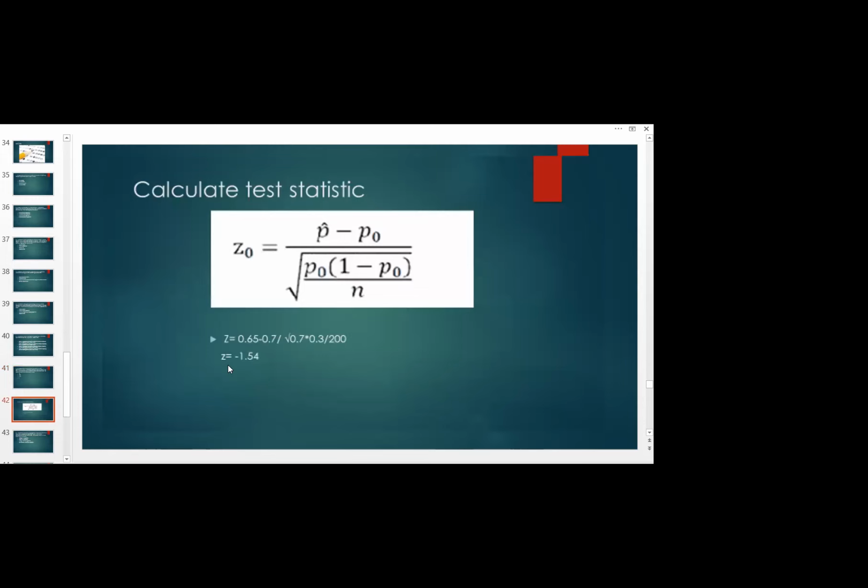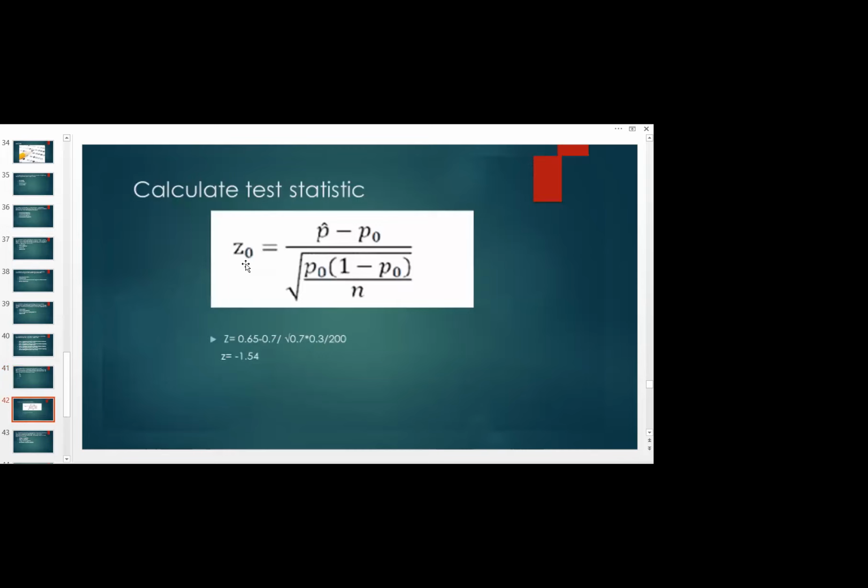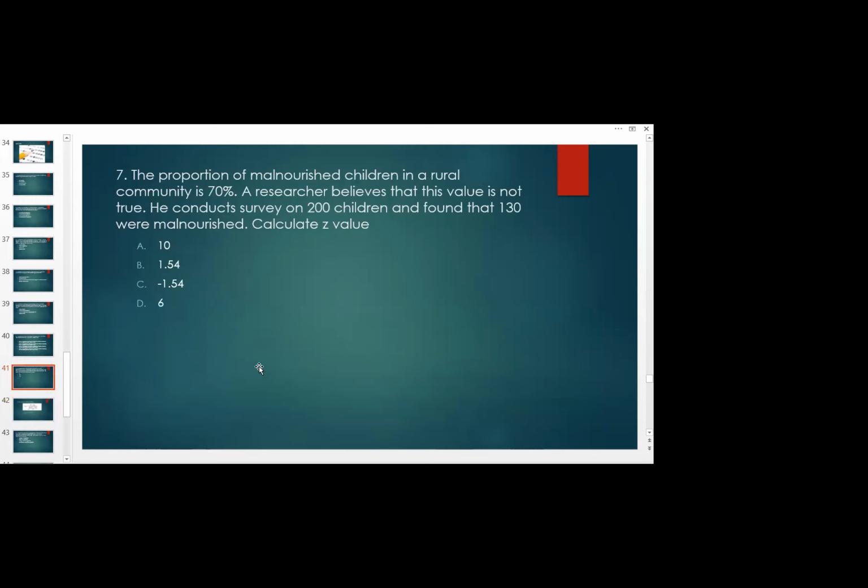C. In this scenario, we will calculate the Z value by the Z formula of one proportion: p hat minus population proportion divided by square root of P naught times 1 minus P naught divided by N. So after putting the values, we get minus 1.54. So C is the correct answer.